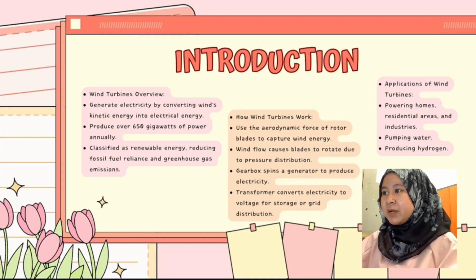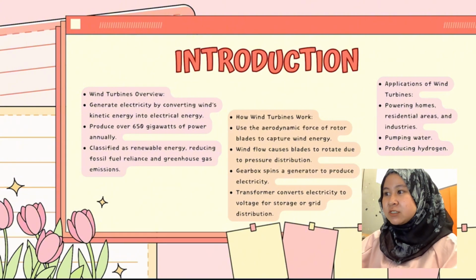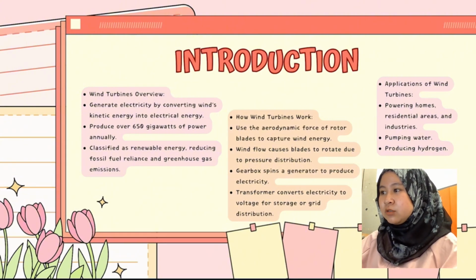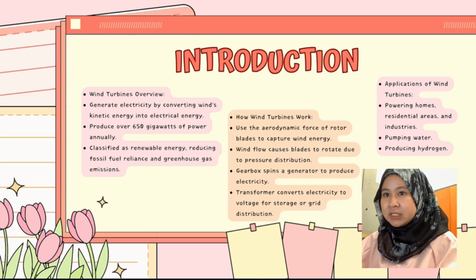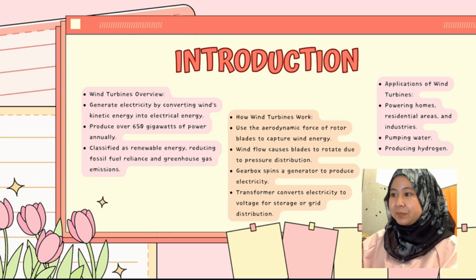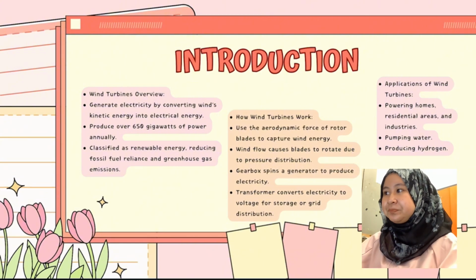How do wind turbines work? First, the wind turbines use the aerodynamic force of rotor blades to capture wind energy. The wind flow causes blades to rotate due to the pressure distribution. After that, the gearbox spins a generator to produce electricity. And the transformer converts all the electricity to voltage for storage or grid distribution.